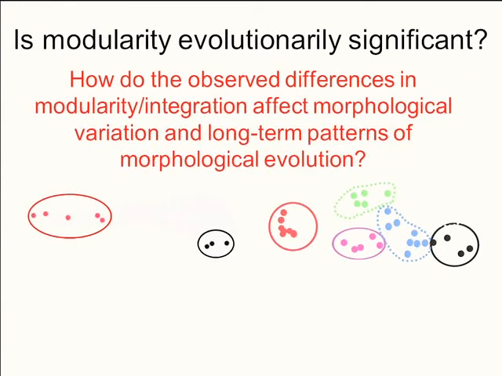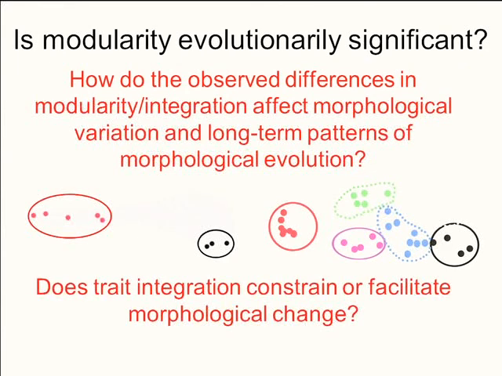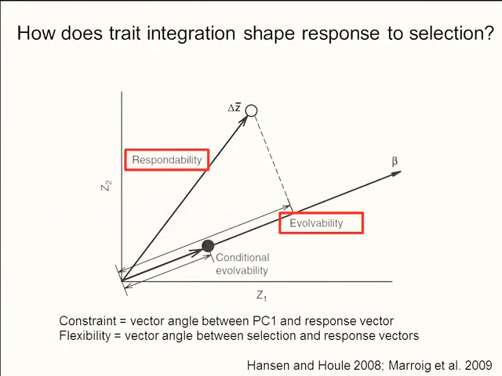So using these differences, I want to try and understand how these patterns can affect morphological variation and long-term patterns of evolution, and really address the specific hypothesis of whether these patterns of trait integration constrain or facilitate morphological change. And those are kind of the end members of the possibilities for what the long-term effect of integration could be.